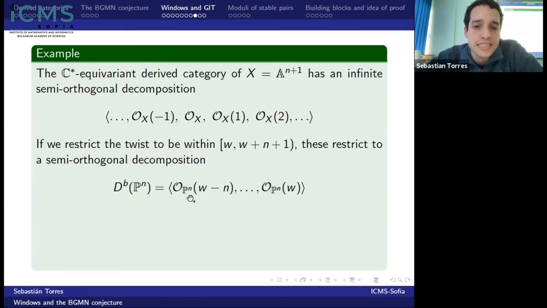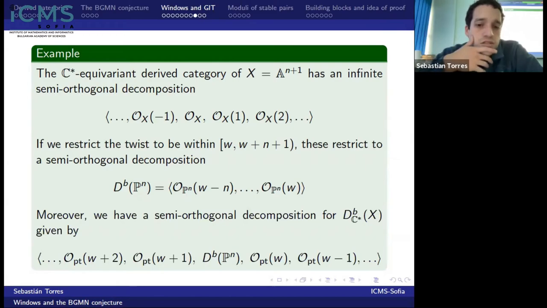And you can see it as O minus N, O minus N plus one, all the way to O, or actually, you can twist by any W, and it will still give you the same derived category of PN. So if you change W, it's a different window, but all of them are equivalent to the derived category of PN.